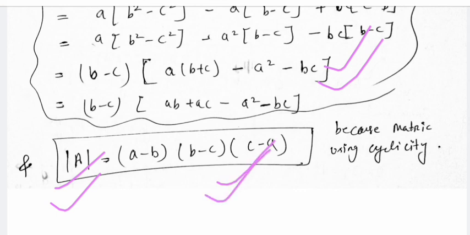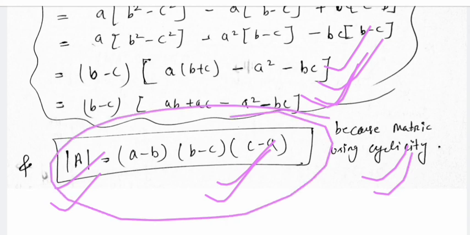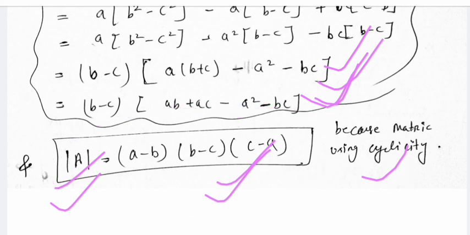If you go through the whole long procedure, it takes a lot of time. But if you consider what type of matrix it is, the matrix uses cyclicity. Due to the cyclicity, the value of the determinant is also going to be cyclic. Now come to the next question.